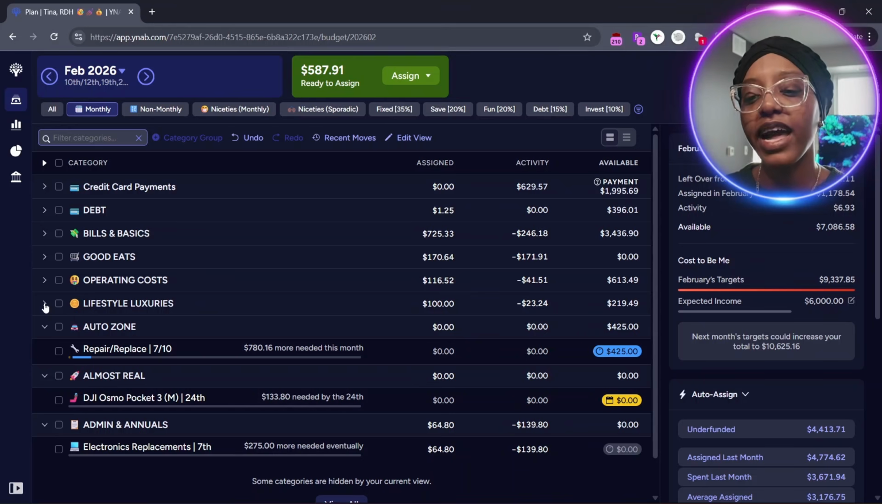Oh, speaking of, I am going to go to a hockey game with one of my friends. So I will be spending about half of that money on a hockey ticket within the next couple days.